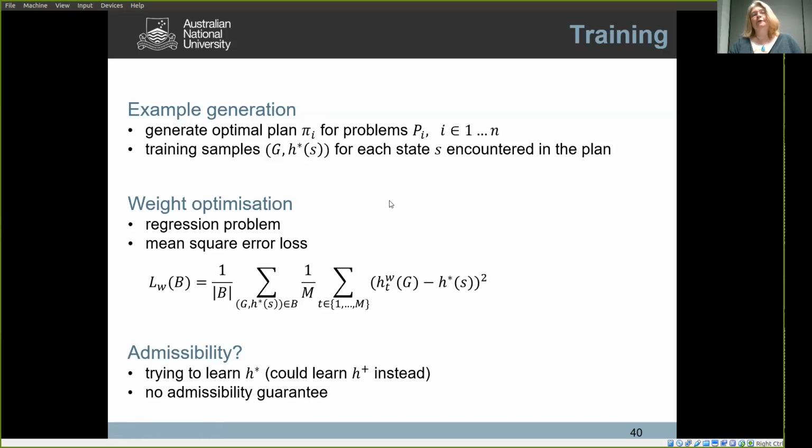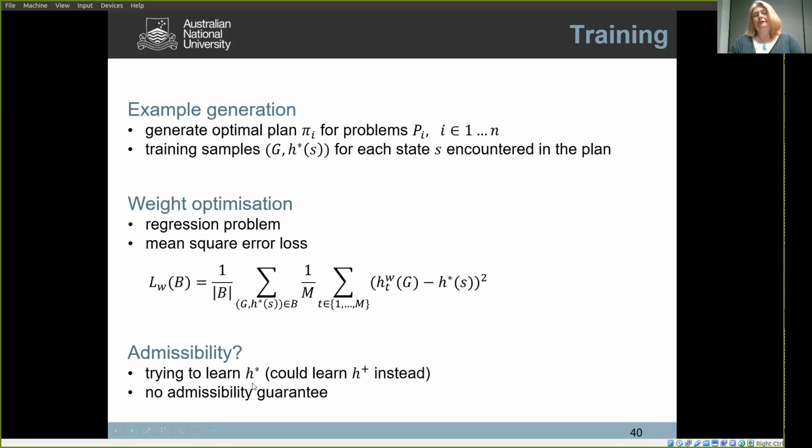All right, so how do we train those networks? Well, we generate examples by first generating optimal plans for a set of planning problems, and then the training samples are the pairs, hypergraph and optimal distance to goal, from each state encountered in the plan. This may not be the best strategy, but we have one sample per state in the plan. We're optimizing the weights by casting the problem as a regression problem. We're trying to predict the optimal heuristic value here. And we do this by optimizing the mean square error loss, so the difference between our prediction and the correct value squared. And when we're doing this, we are actually considering all the various intermediate heuristic values that we're obtaining at each message passing round to accelerate convergence.